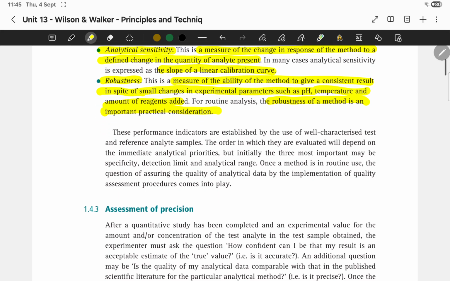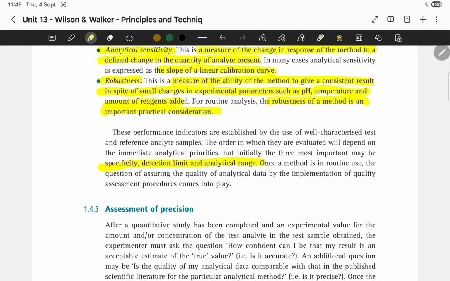This form also indicates that indicators are established by the use of well-characterized tests and reference analyte samples. The order in which they are evaluated will depend on the immediate analytical priorities, but initially the three most important may be specificity, detection limit, and analytical range.